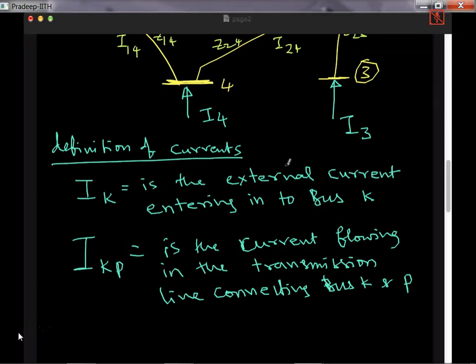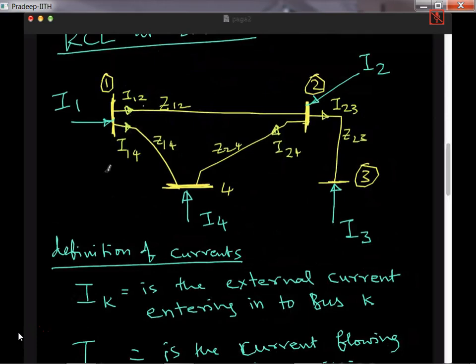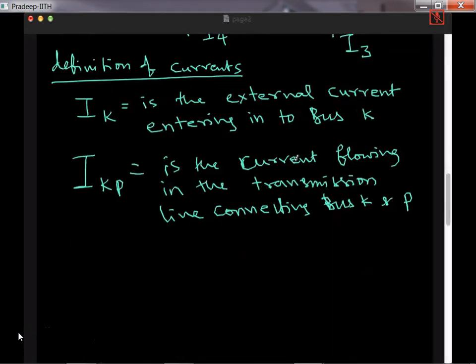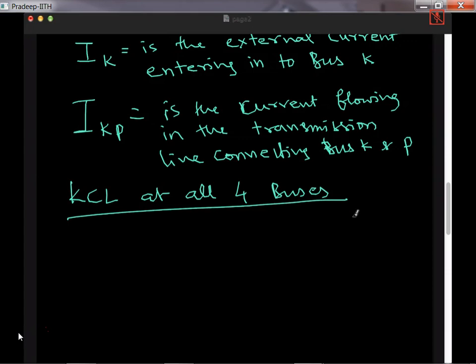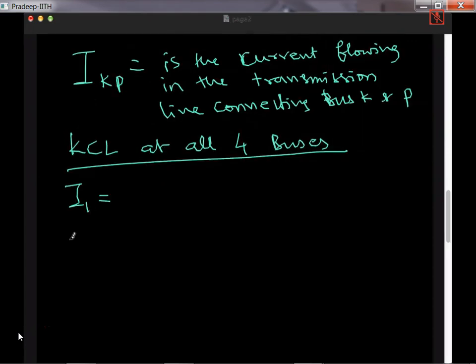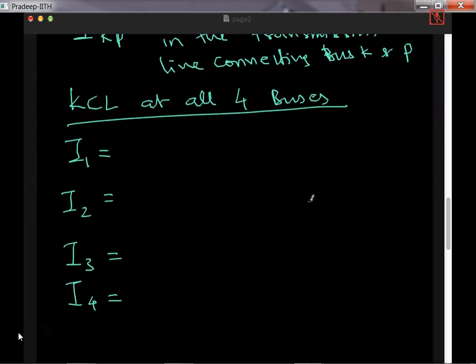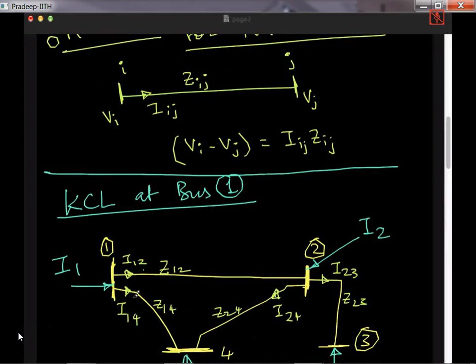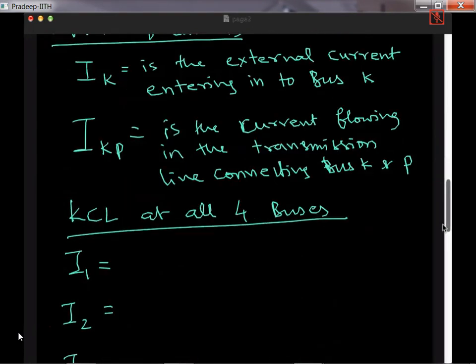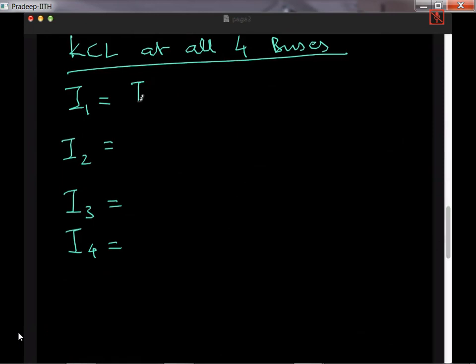With these definitions, now if I write Kirchhoff's current law at all 4 buses, I1 equal to, I2 equal to, I3 equal to, and I4 equal to. So let's look at our network. What is I1 equal to? I12 plus I14. Just simple incoming currents equal to outgoing currents. So this is I12 plus I14.